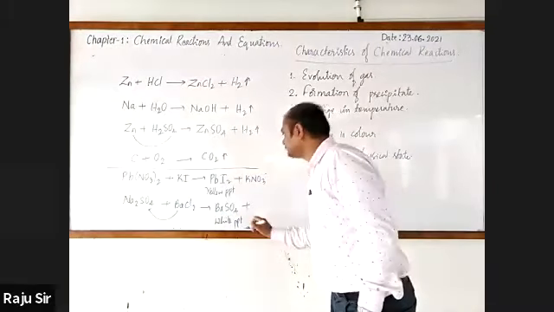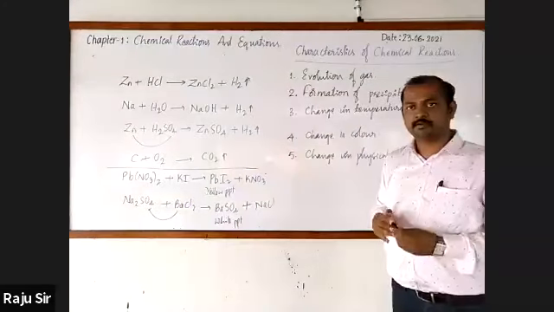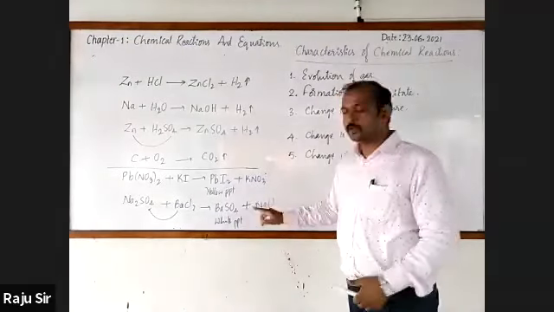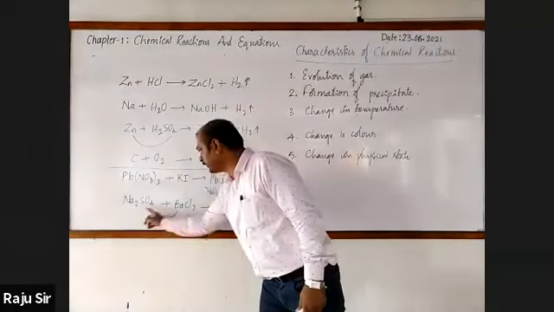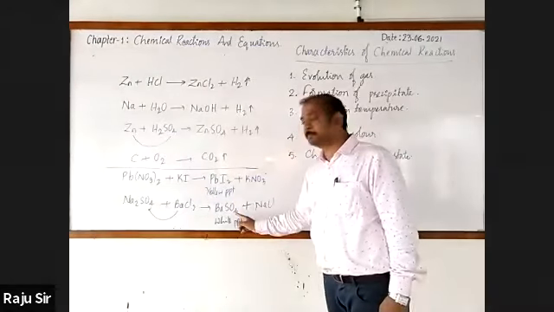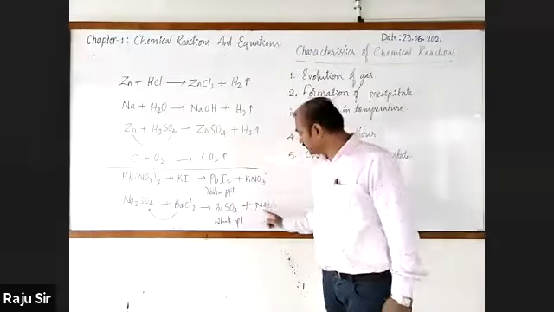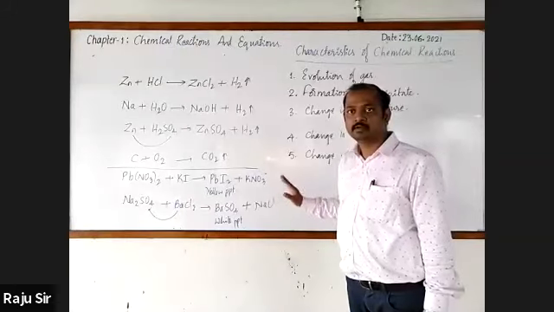Plus aqueous solution of NaCl. Once more, when the aqueous solution of sodium sulfate reacts with aqueous solution of barium chloride, it produces a white precipitate called barium sulfate. This is a solid and is insoluble in the aqueous sodium chloride solution. Clear? Okay. Yes, sir.